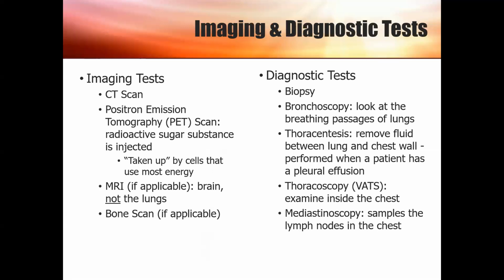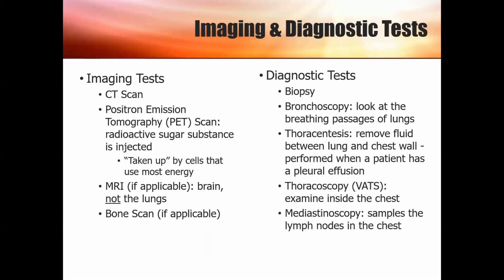Bone scans are used to determine if there is bone metastases. If the patient has a history of bone pain or certain lab tests are abnormal, a bone scan may be performed. However, since a PET is most often used when a patient is diagnosed with lung cancer, it would take the place of a bone scan since it can easily identify bone metastases as well.